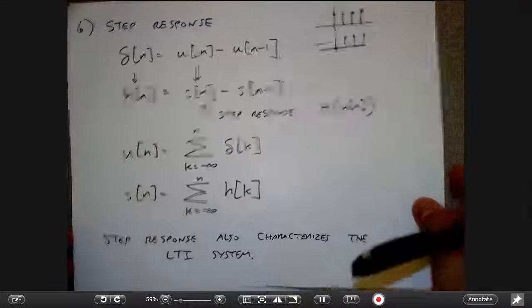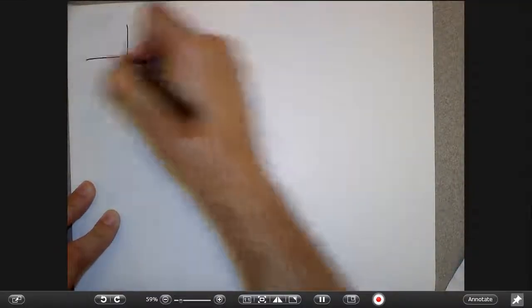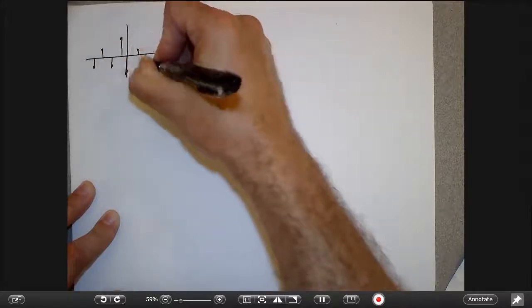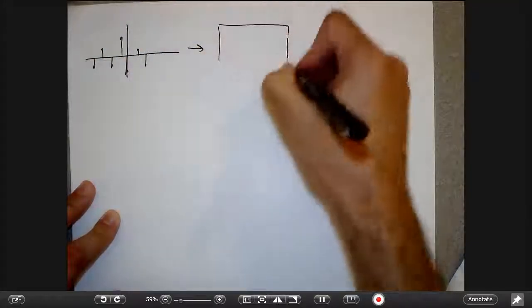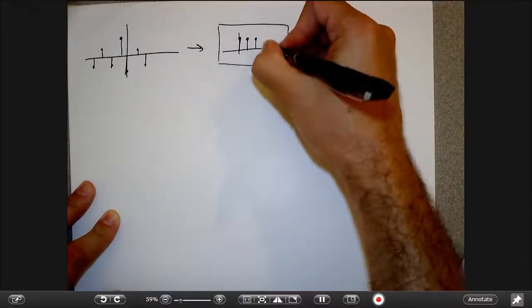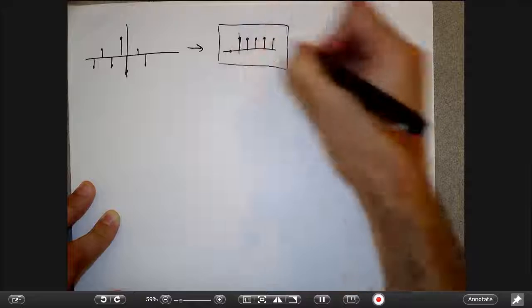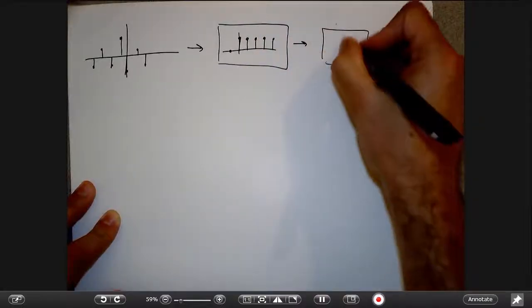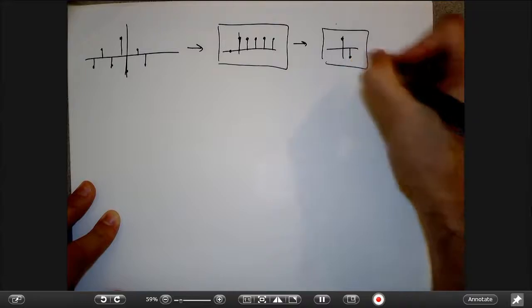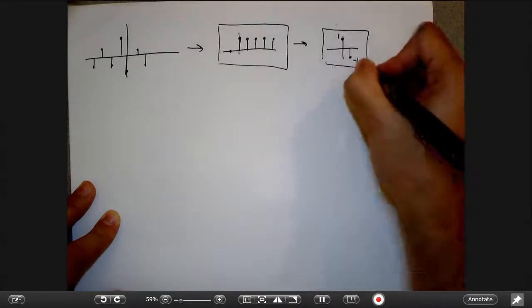For example, let's suppose I had some problem with some crazy signal, and I put it through a system whose impulse response is the step function, and then I put it through a system whose impulse response is this very simple guy here, 1 minus 1.